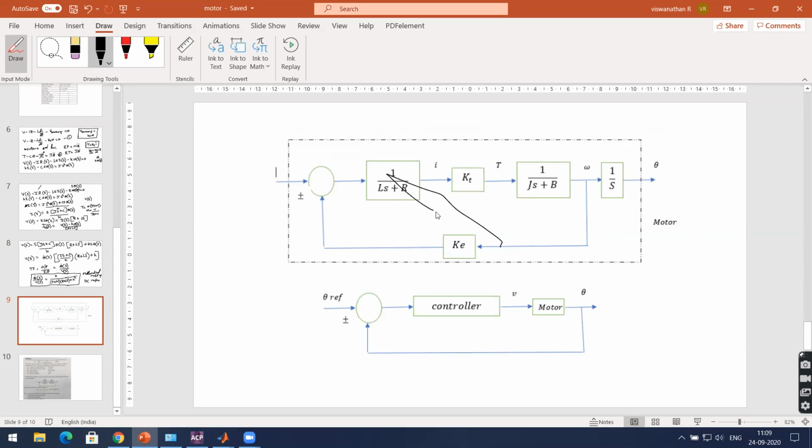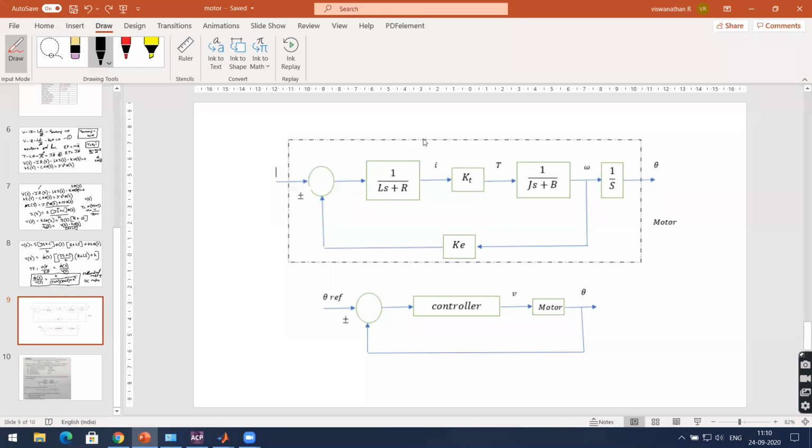If you see here, it is 1 divided by Ls plus R. Kt and Ke are equal. Here you get current, here you get torque, here you get omega. If you integrate that, using 1 by S, you get theta, in radians. So theta is the desired output, and the controller is sending the voltage to the motor, which is giving the rotation.